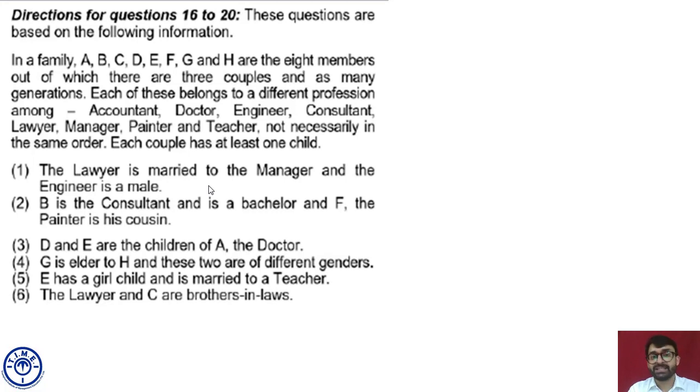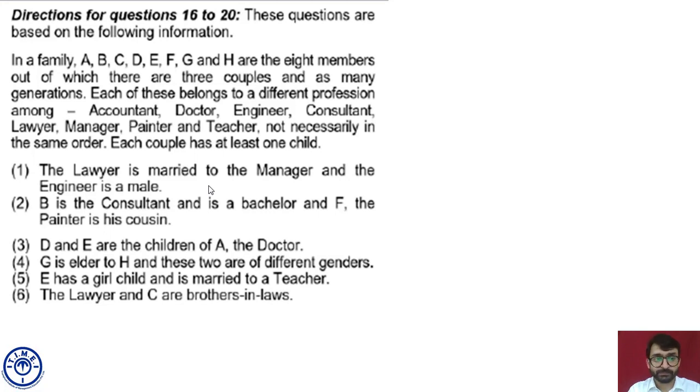So each couple has at least 1 child. That means there is no couple who has no child. Each couple has at least one child. So there can be more than one child of a couple, but no couple will have no child. Every couple will have at least one child.